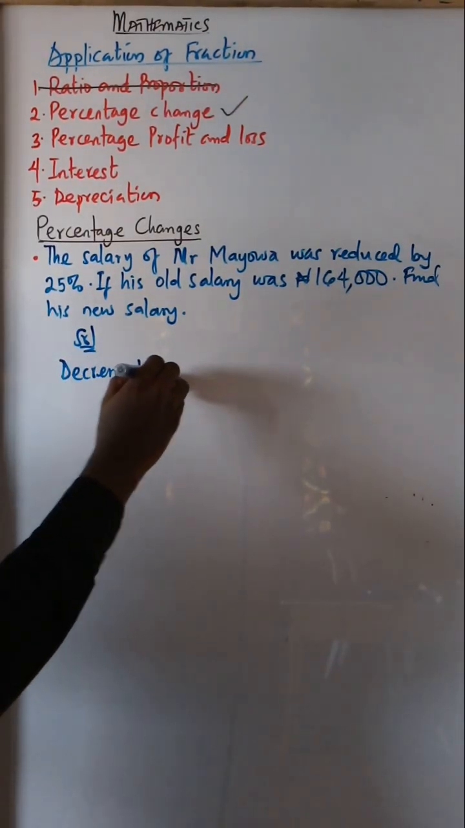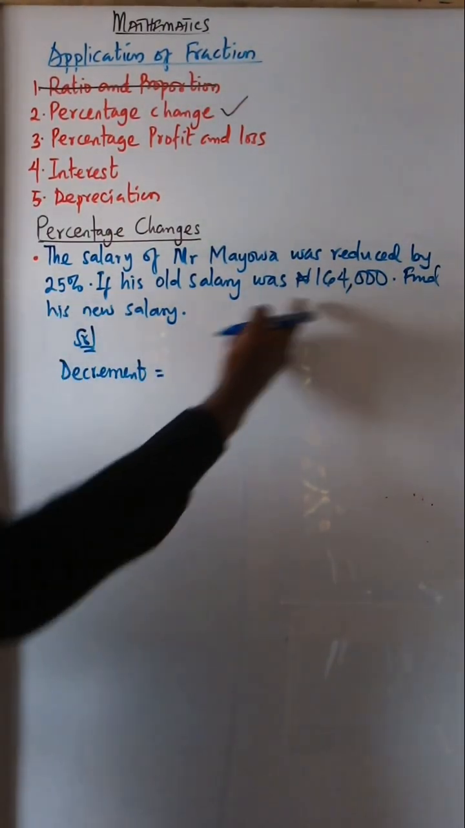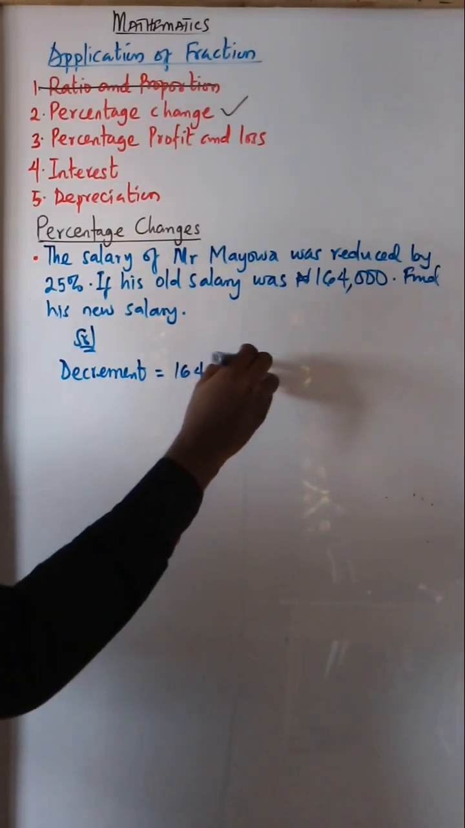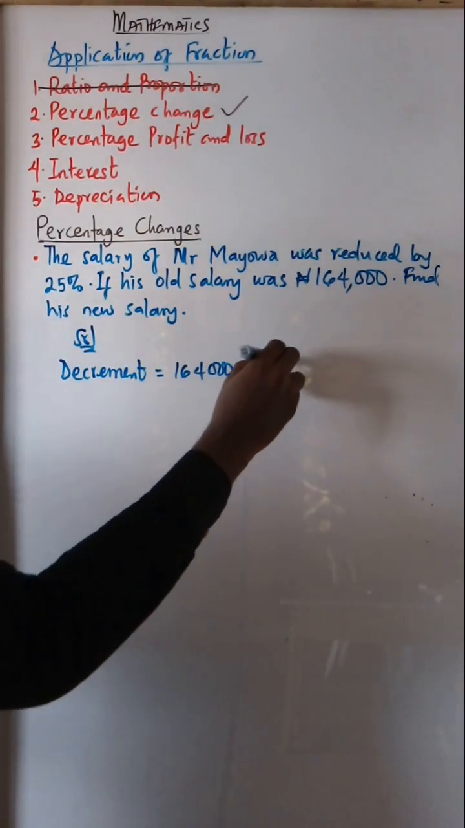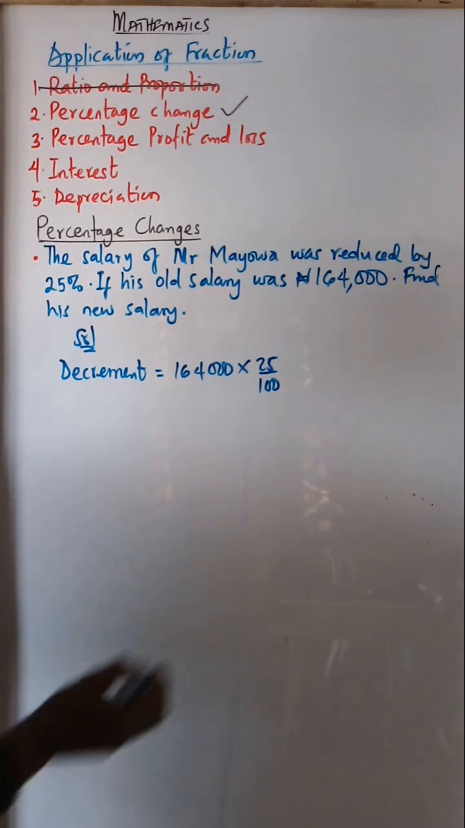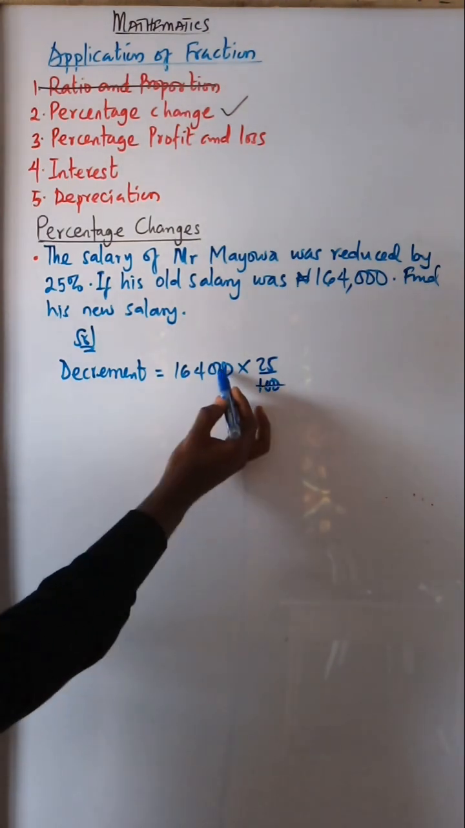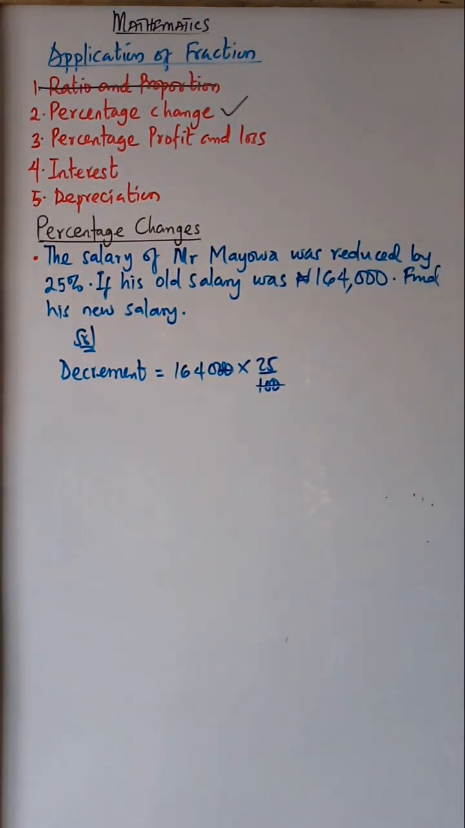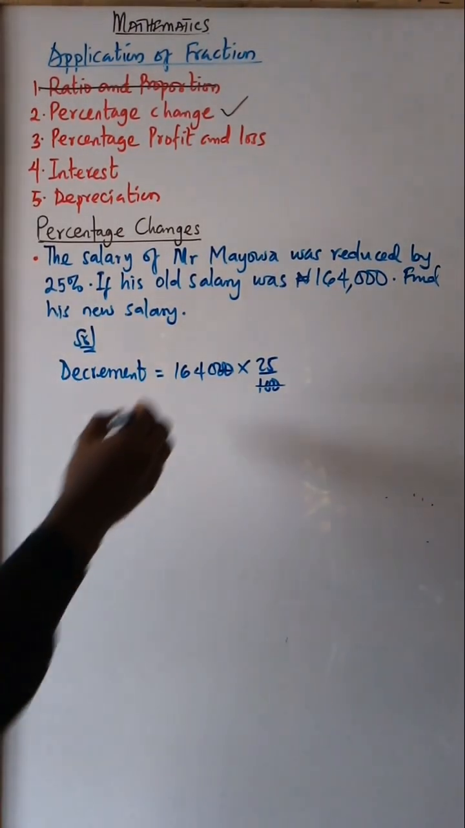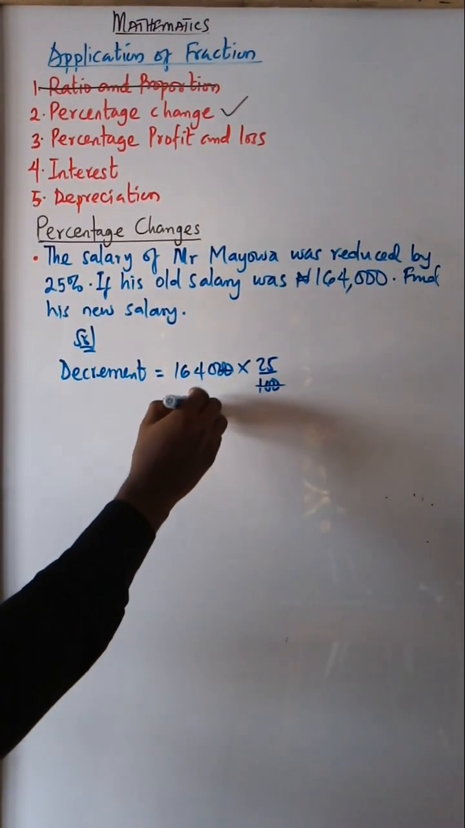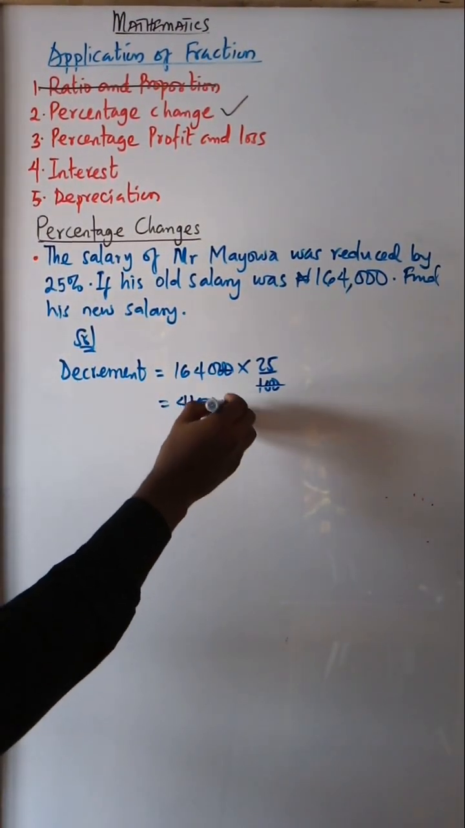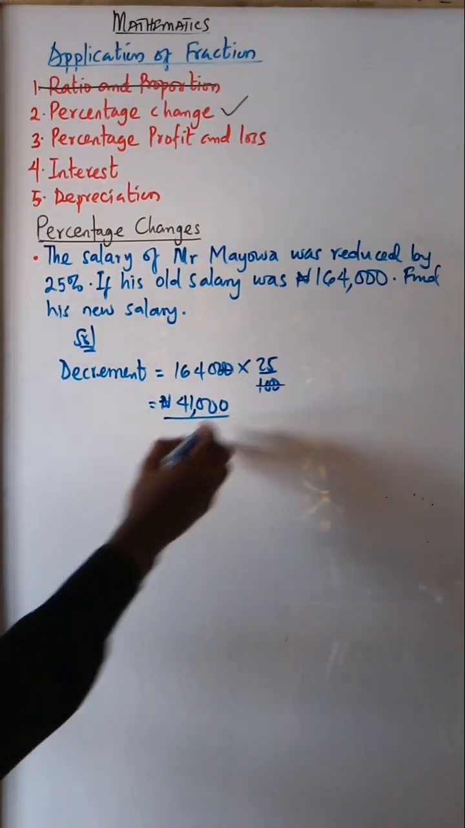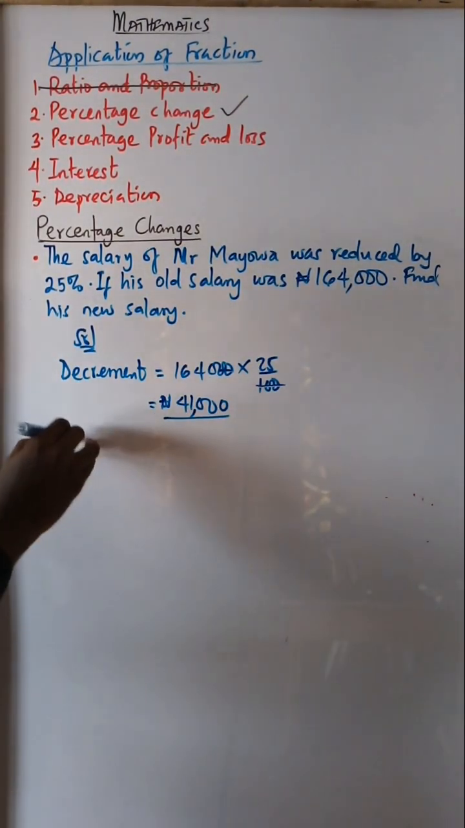What will the decrement be? 25% of his old salary. So the old salary was 164,000. What will the decrement be? We multiply by 25%. So 2 zeros take 2 zeros away. So 164 multiplied by 25 will give us 4100. Then we have one extra zero here. So that's 41,000. So the salary will be reduced by 41,000.